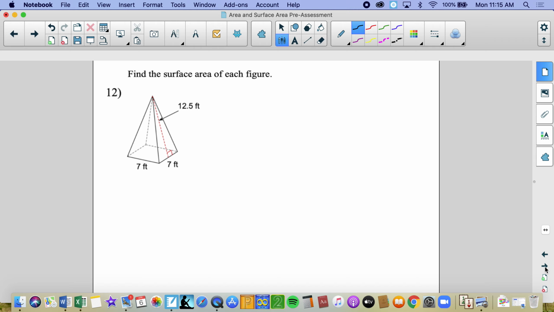Now we move to single base figures. So how many bases? We have one base. So it's going to be either a pyramid or a cone. This is a pyramid. And what's the base shape? The base shape is going to be a square. So this is called a square pyramid.